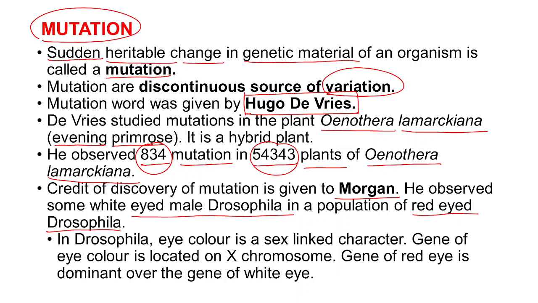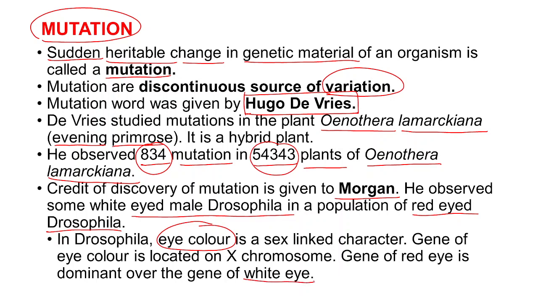In Drosophila, eye color is a sex-linked character, as you already know. That means the gene for eye color in Drosophila is present on the sex chromosome. Hence, it is called a sex-linked character. And the gene of eye color is located on the X chromosome. The gene of red eye color is dominant over the gene of white eye color in Drosophila.